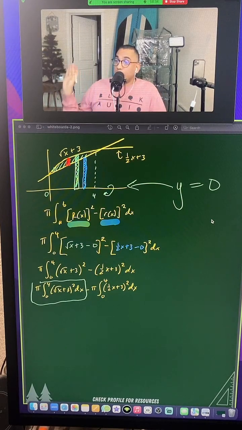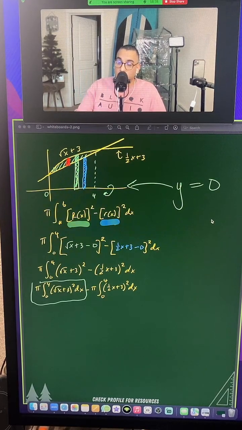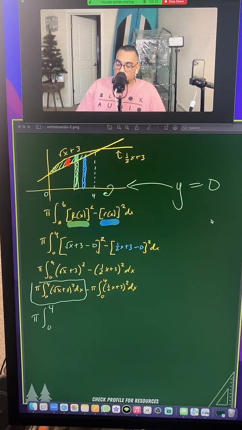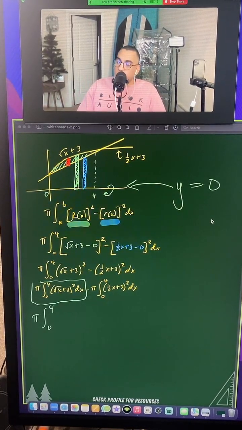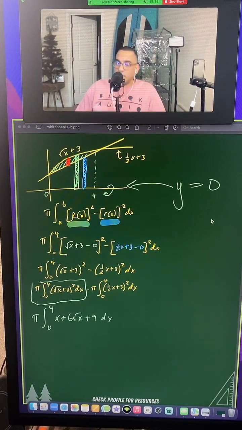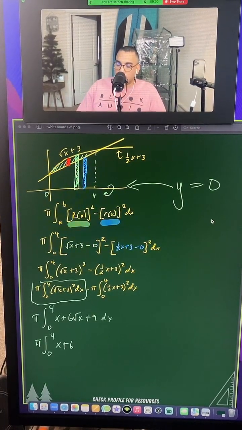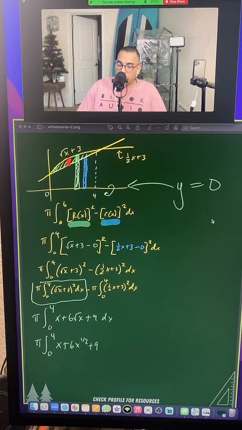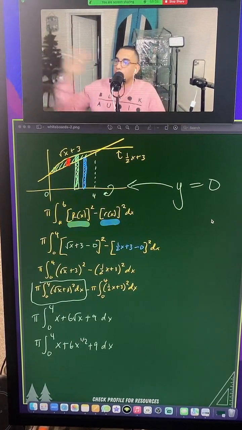Yeah, I agree. As I see some people saying FOIL, I would not do U sub. So I'm going to FOIL this thing, okay? So then this is going to become pi integral from 0 to 4, and I'm going to FOIL this. So bear with me. This is going to be x plus 6 root x plus 9 dx. Okay, so let me just rewrite this, because I have that radical. I'm going to make it x plus 6 x to the 1/2 plus 9 dx. Let's not worry about the other one.